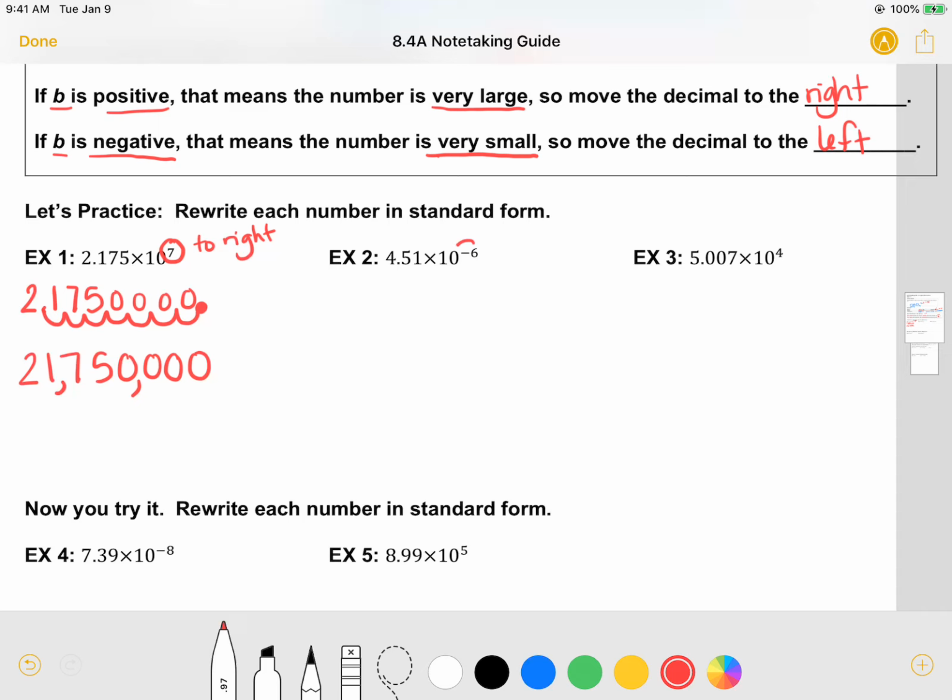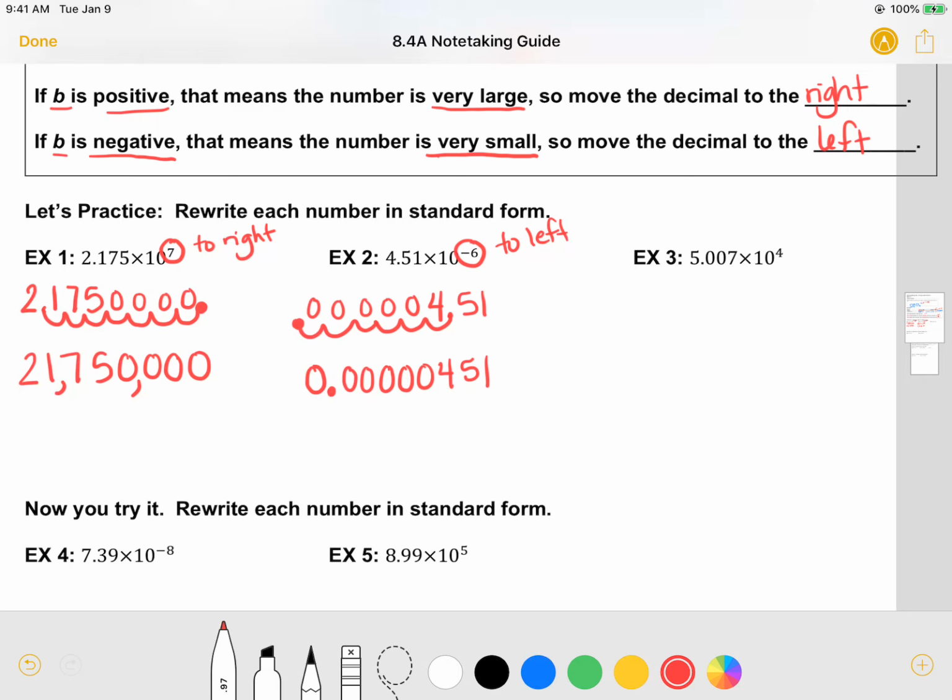Now our exponent is negative. That means this is a very small number. So we're going to go 6 places to the left. Okay, so we have this number 4.51, and we want to move the decimal left 6 places. So 1, 2, 3, 4, 5, 6. And I'm going to fill in these blank spaces with zeros. Okay, so our number in standard form would be 0.00000451.